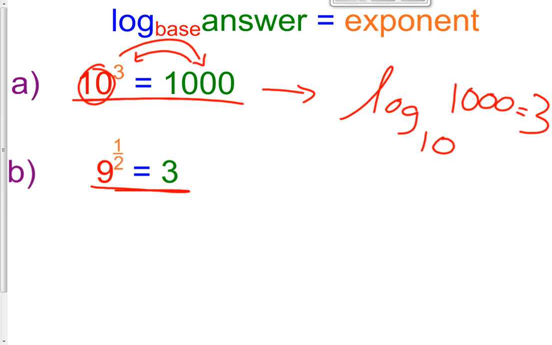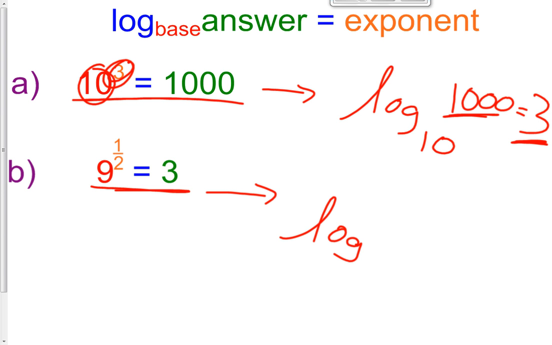I say that they kind of switch spots, and I should probably be careful when I say that because they don't exactly just switch spots. This 3 is an exponent, and it's not an exponent over here. And this 1,000 right here, don't think of this as being an exponent. It's log base 10 of 1,000 equals 3. Let's try this again for letter B. So log with the same base, log base 9 of 3 equals 1/2. So that's how you change it from logarithmic to exponential and from exponential to logarithmic.